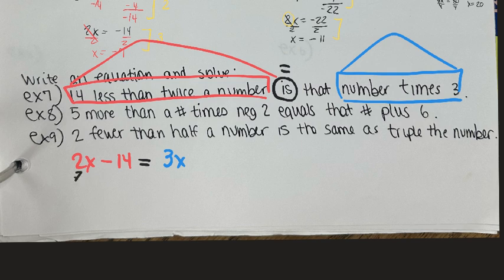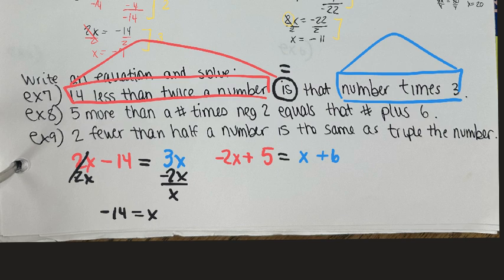I'm going to sing minus 2x, cross out, what's my answer? Negative 14 equals x. Okay, question 8. 5 more than a number times negative 2 equals that number plus 6. Type in what that equation looks like. You should have typed in negative 2x plus 5 equals x plus 6.